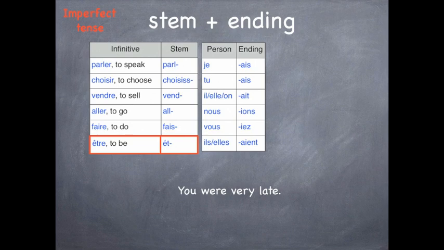And finally, you were very late. The stem for être is E acute T, and the ending for you is IEZ. Vous étiez très en retard. And that's how the imperfect tense is formed.